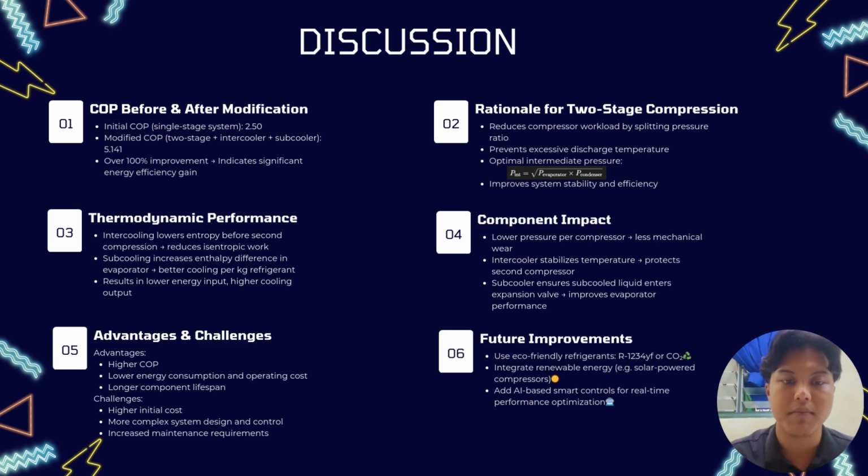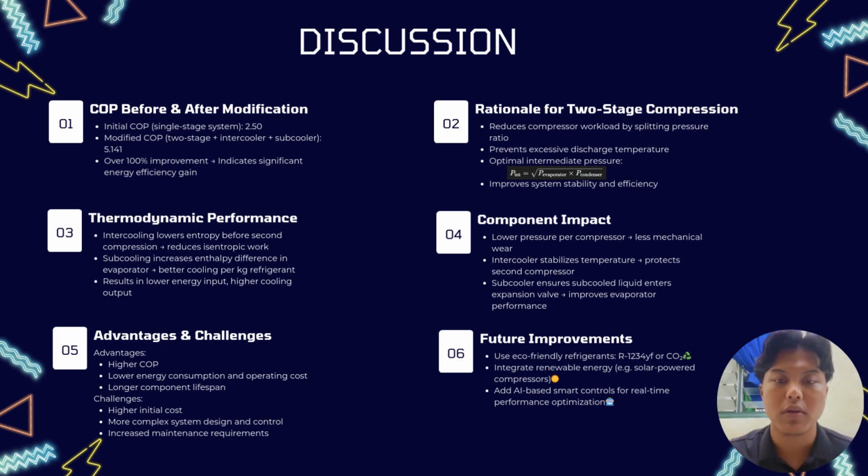To make the system even better, we insert an intercooler between the two stages. This removes excess heat after the first compression, lowering the refrigerant temperature and entropy before it enters the second compressor. This step reduces the total isentropic work required.